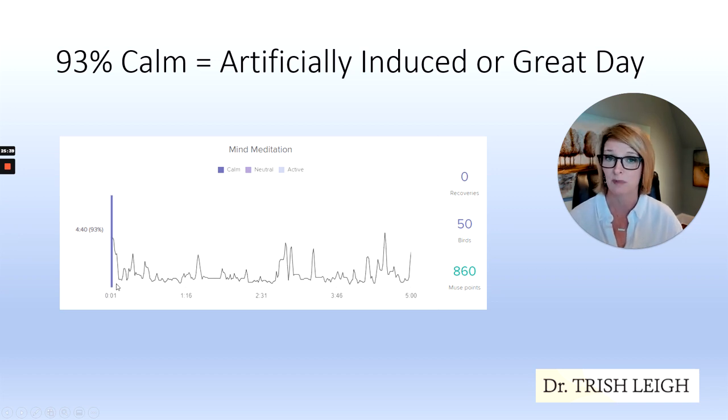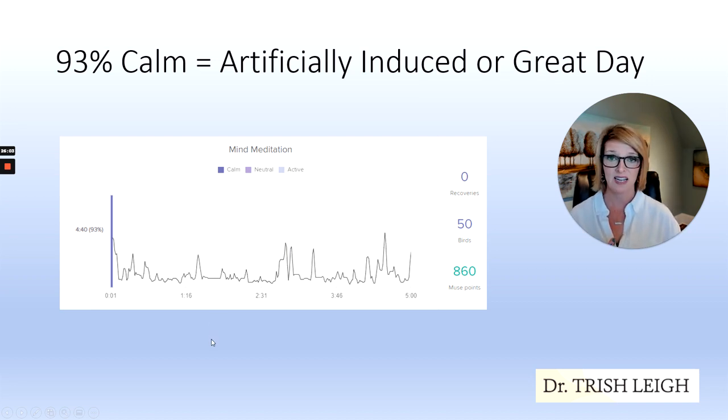And you should be able to link where your brain is at on any given day to what is going on in your life. And that's another powerful action step that you can write notes of where you were on that day or things that were happening. So this is 93% calm. So I wrote that it's artificially induced or it's a great day because it's difficult to get 93% calm.